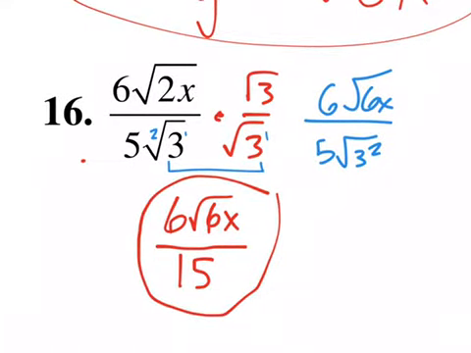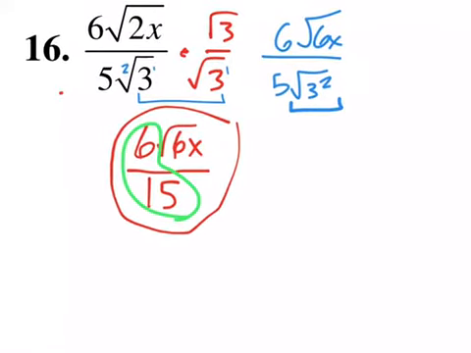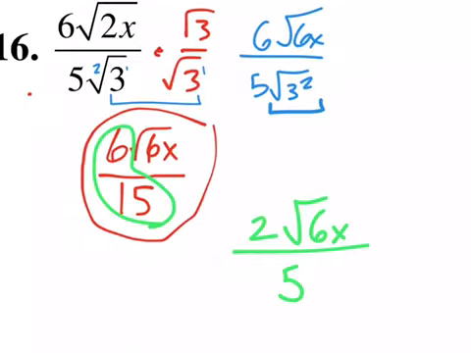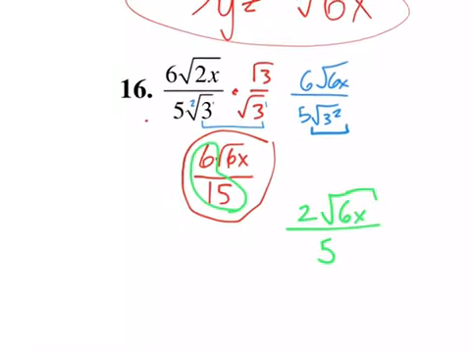All right, and then this is a 3. 3 squared, square root of that is 3. 3 times 5 is 15. However, on my answer key, this can continue to be simplified, dividing both of those by 3 to get 2 square root of 6x over 5. All right, and this does extend over the x.